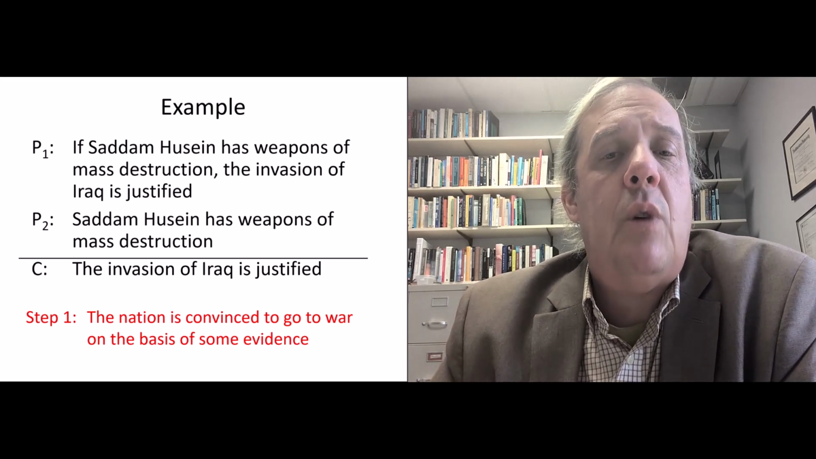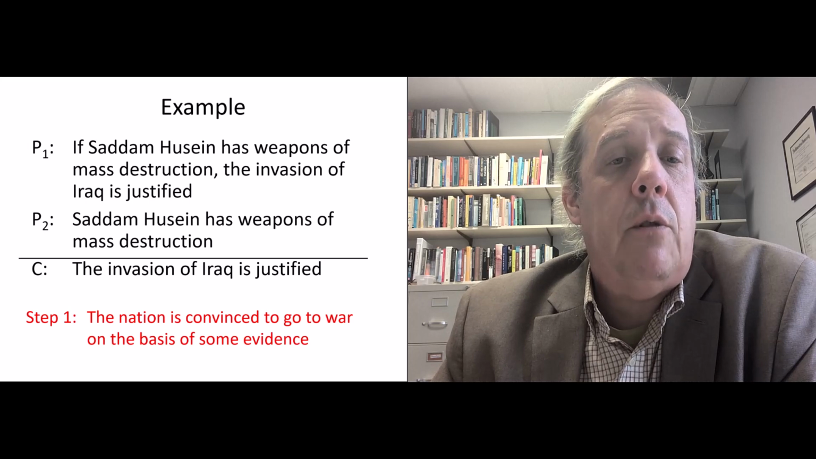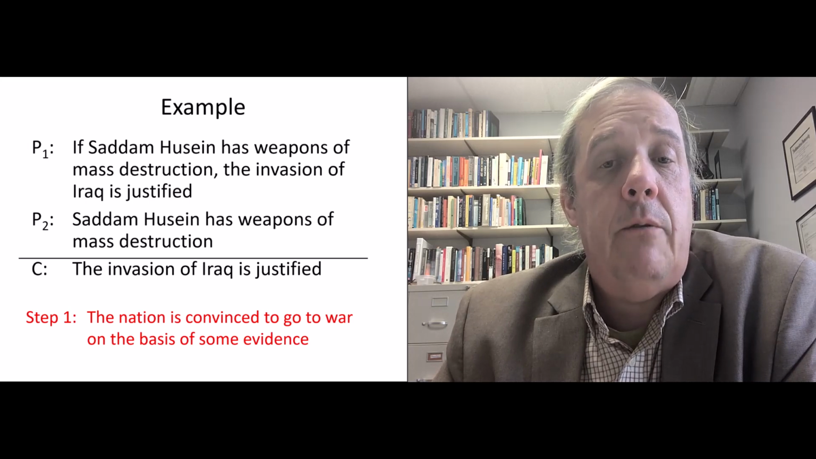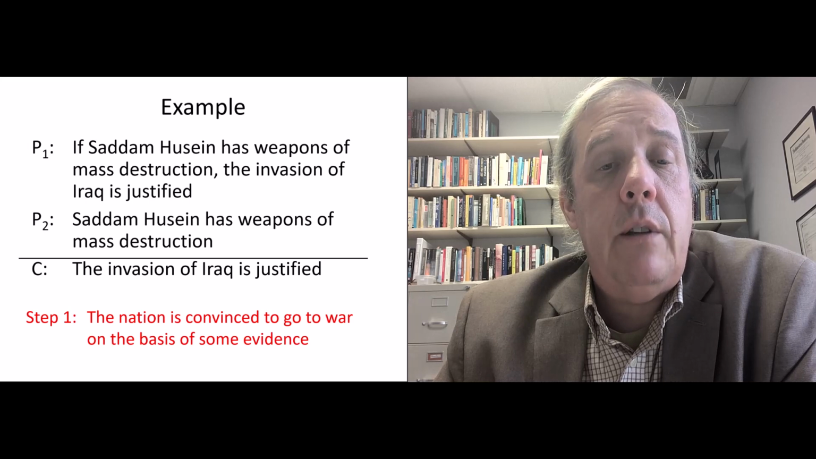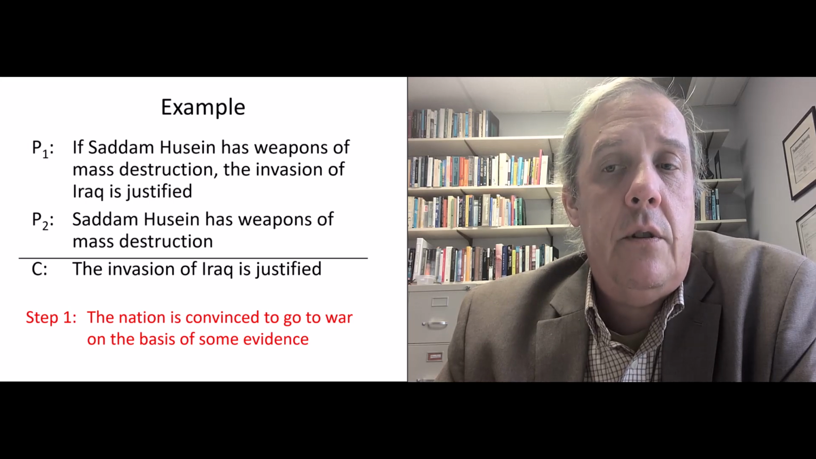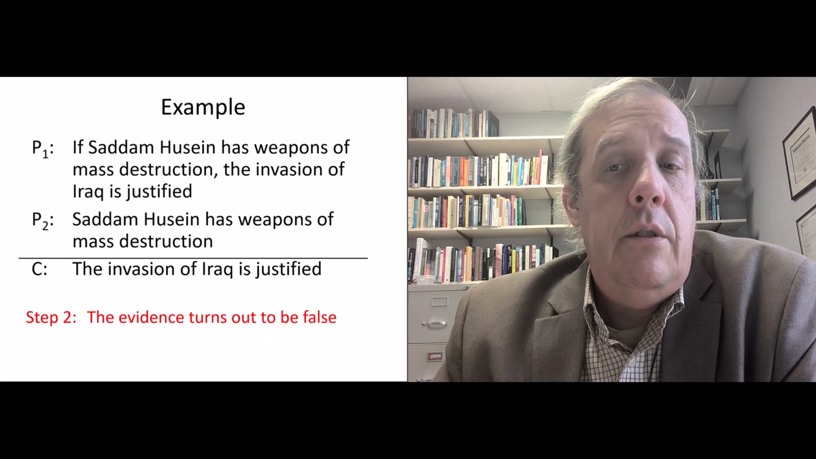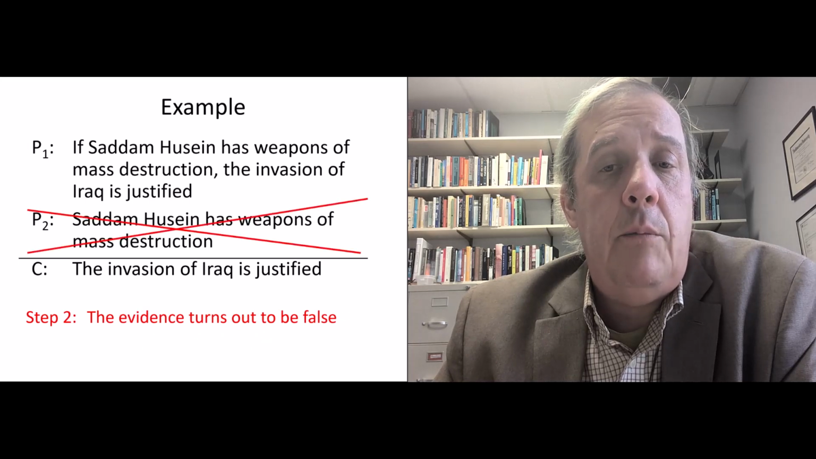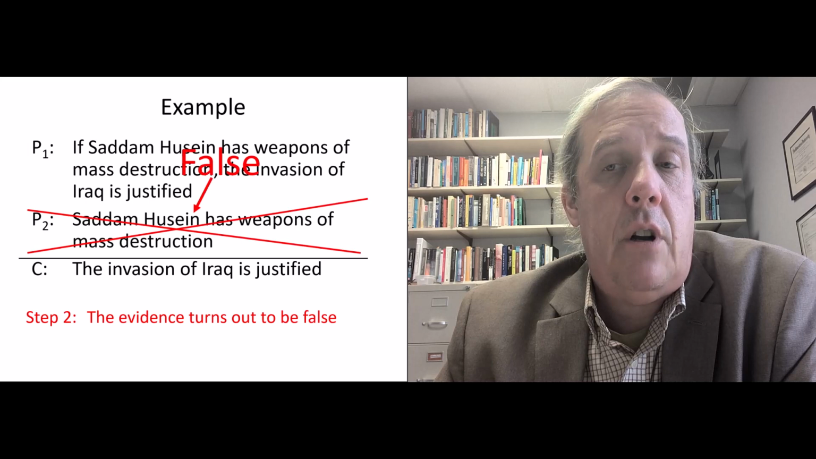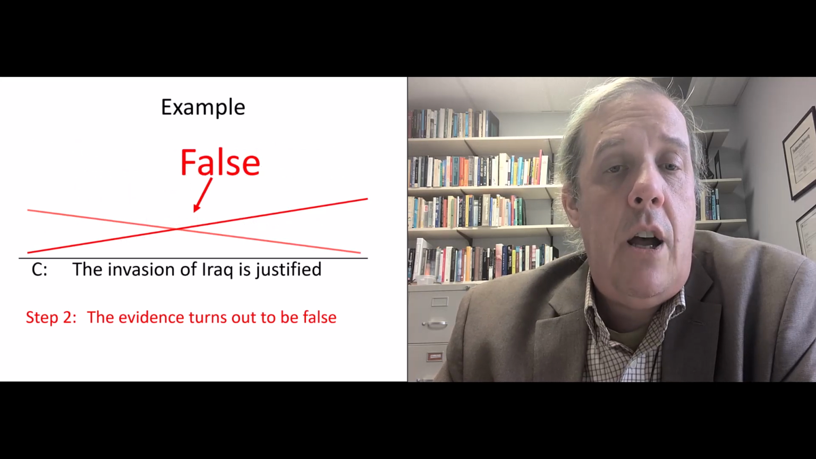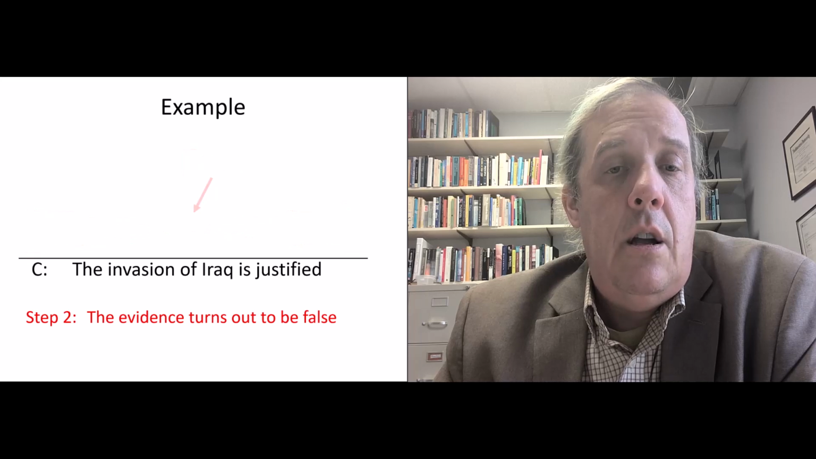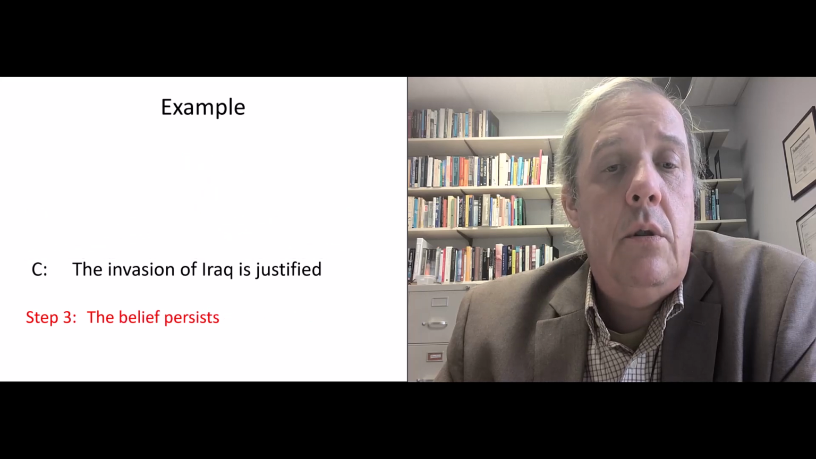If Saddam Hussein has weapons of mass destruction, the invasion of Iraq is justified. Saddam Hussein has weapons of mass destruction, therefore the invasion of Iraq is justified. The nation is convinced to go to war on the basis of some evidence. But the evidence turns out to be false. Saddam Hussein did not have weapons of mass destruction. So the premises go away. And people continue to believe in the conclusion.